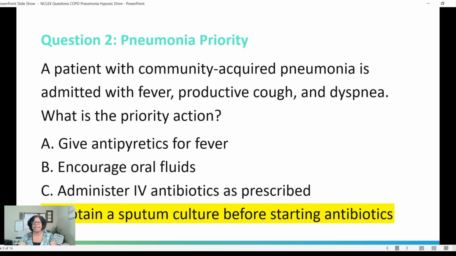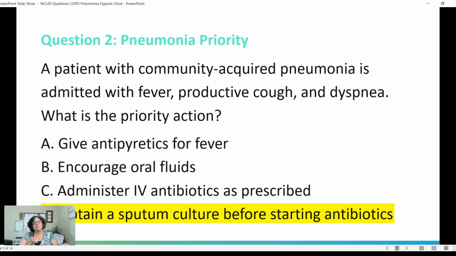D, obtain a sputum culture before starting antibiotics. So why? All of the answers are right, but this is a priority question. What is first? Given all of these responses, you want to obtain that sputum culture first. Why? Because you want to know the pathogen that is causing this pneumonia.